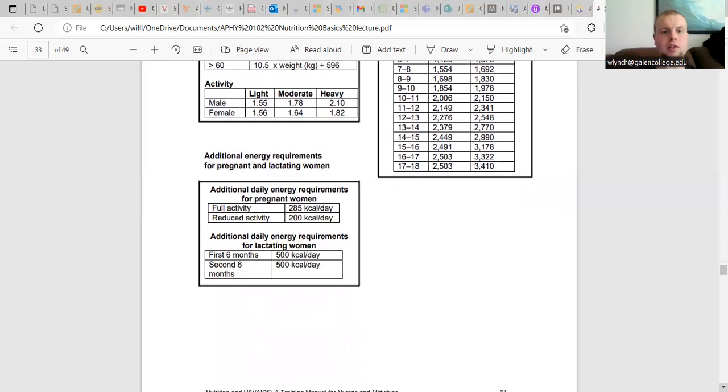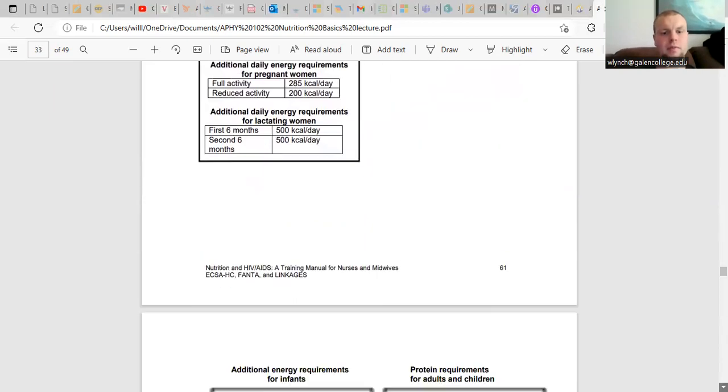If we are looking at additional energy requirements, especially things like for pregnant and lactating women, we're going to see additional energy daily requirements at full activity and reduced activity. At full activity, we're going to add almost 300 calories onto that per day. At reduced activity, maybe 200. The additional daily requirements for lactating women are going to be even higher. For the first 6 months and the second 6 months, it's going to be about an average of 500 kilocalories a day more than the normal value.